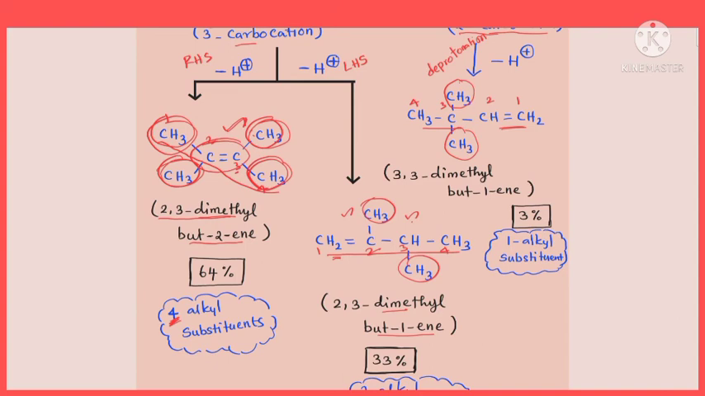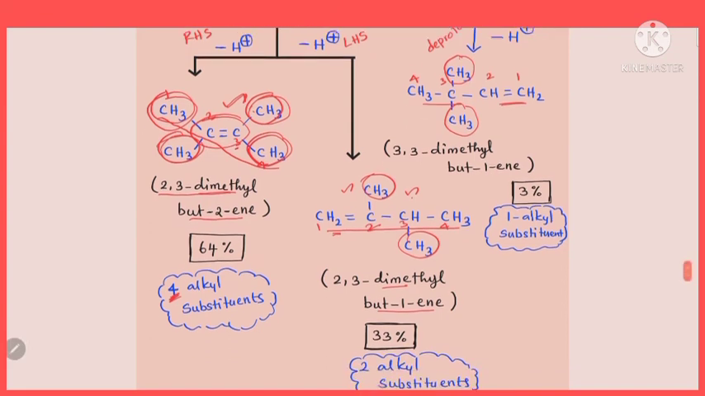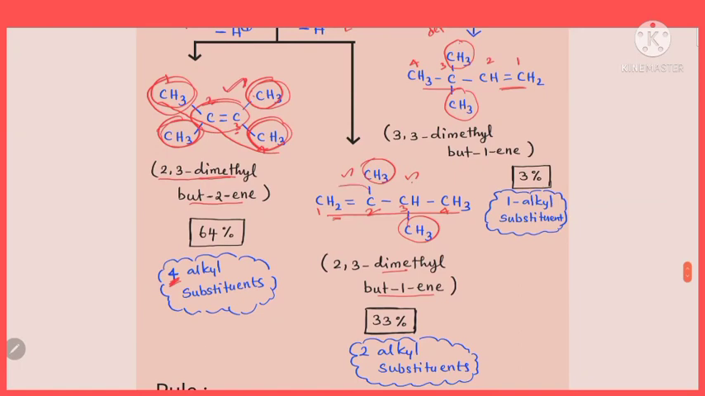Okay, right. Then look at the next one, 2,3-dimethylbut-1-ene. It has only 2 alkyl substituents. So look at this. This is the carbon-carbon double bond portion. Now this is considered as one substituent. This together, the isopropyl group, is considered another substituent. So this alkene has only 2 alkyl substituents. Okay, so that is formed as the next product, that is 2,3-dimethylbut-1-ene with 33%.